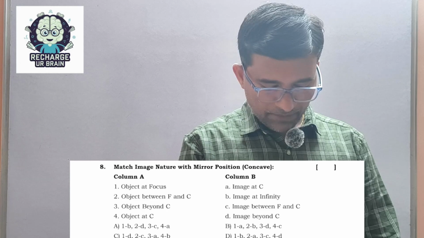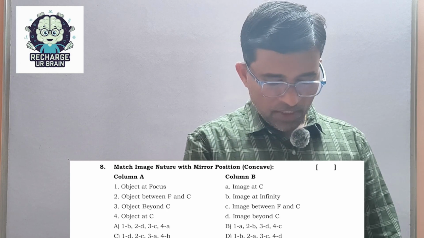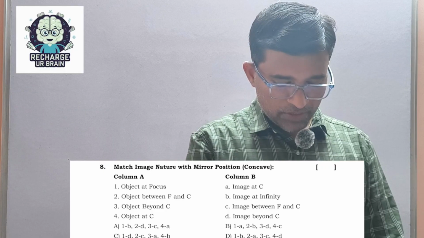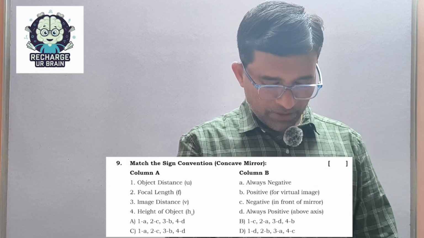Right is C. And next one, fourth one, object at C, image is also formed at C. Now for the eighth question, eighth multiple choice, the right option is A. Next one, ninth one, match the sign convention concave mirror.